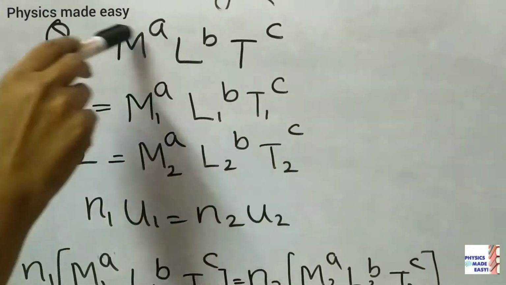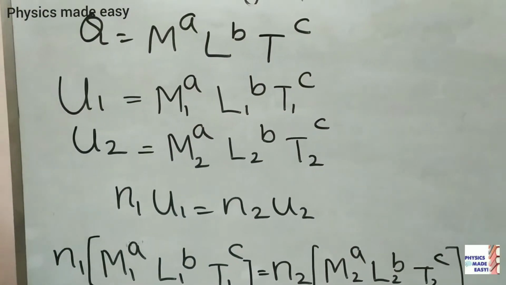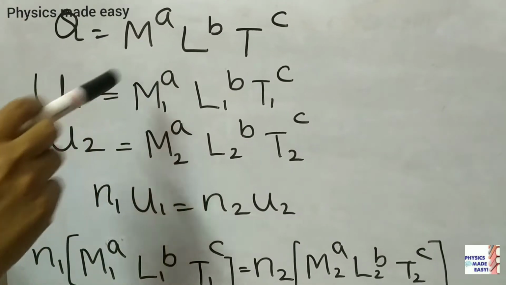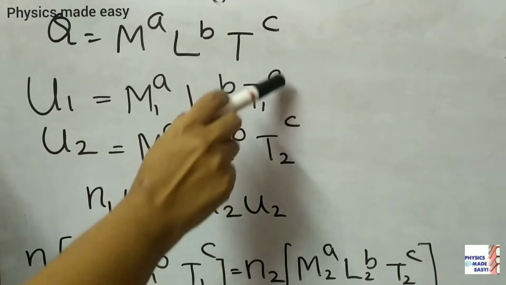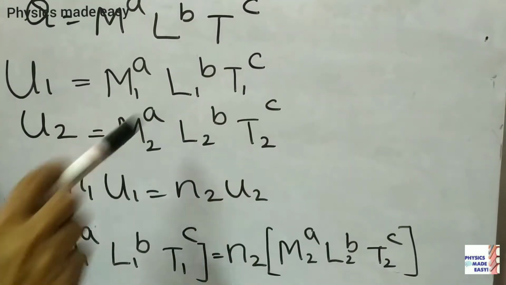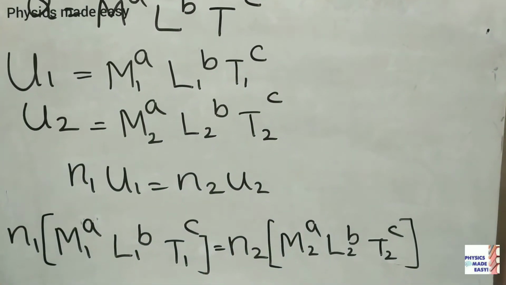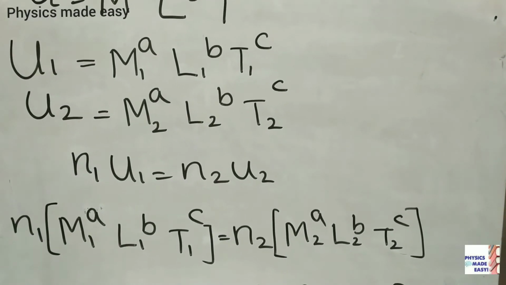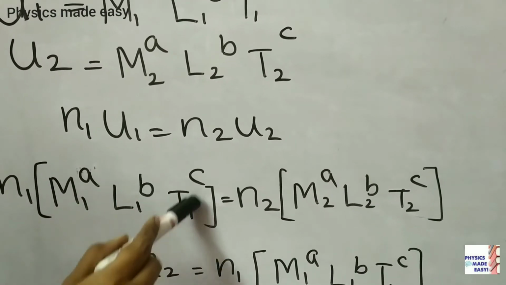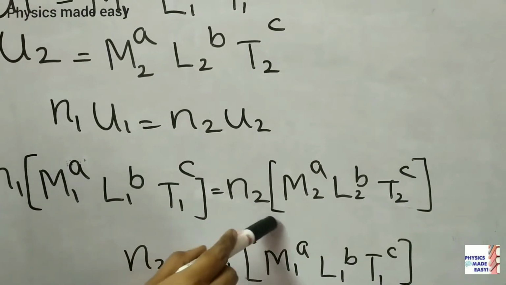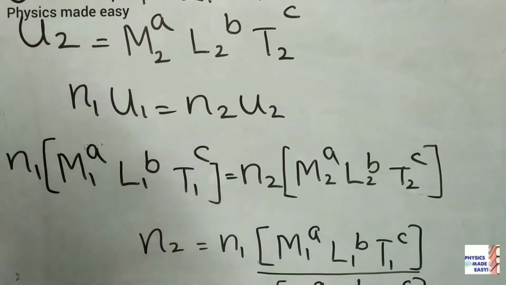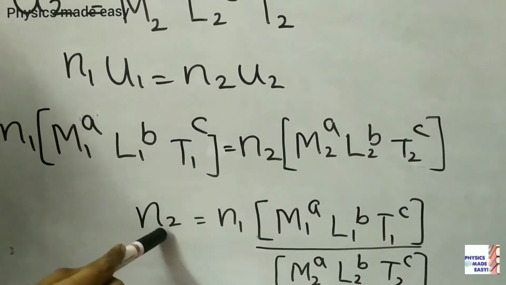Here the dimensional formula for this quantity we can take as M raised to a, L raised to b, T raised to c. u1 we can write as M1 raised to a, L1 raised to b, T1 raised to c. u2 is M2 raised to a, L2 raised to b, T2 raised to c. Now we have this equation n1 u1 is equal to n2 u2, then n1 into M1 raised to a, L1 raised to b, T1 raised to c equal to n2 into M2 raised to a, L2 raised to b, T2 raised to c. Now we can write that for n2.